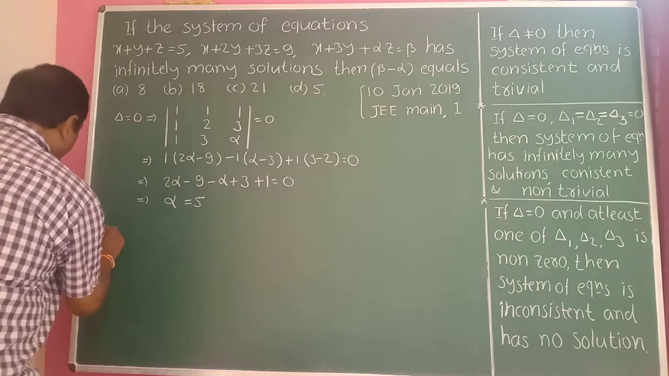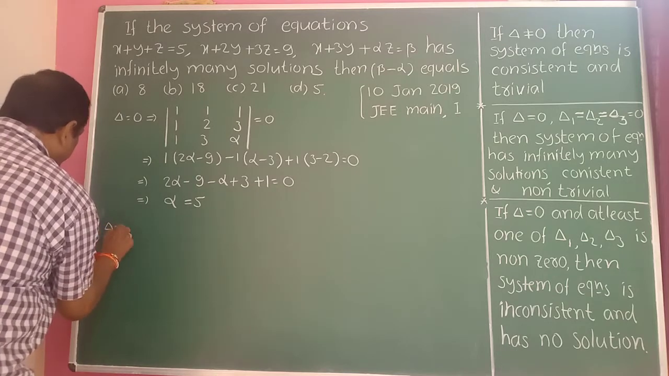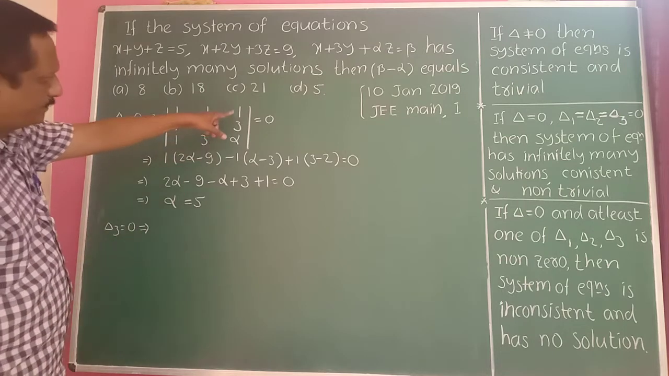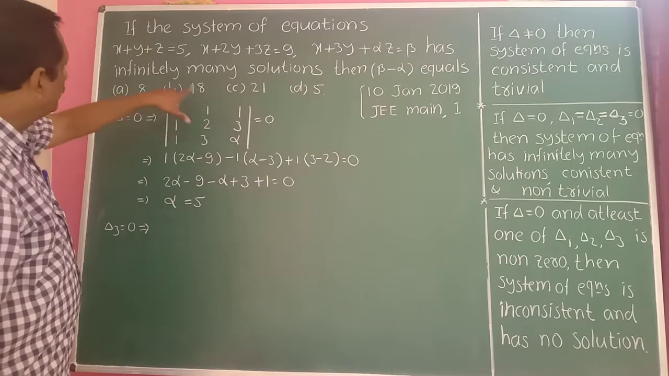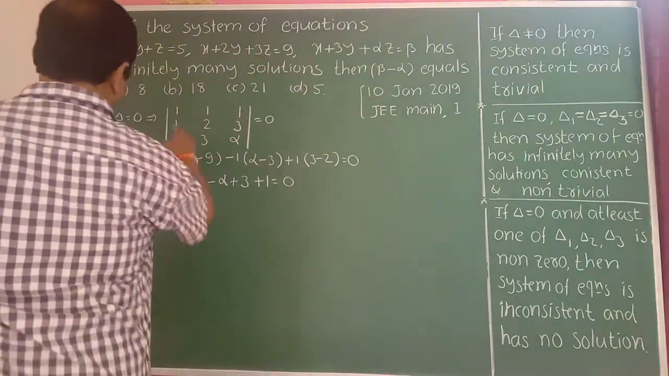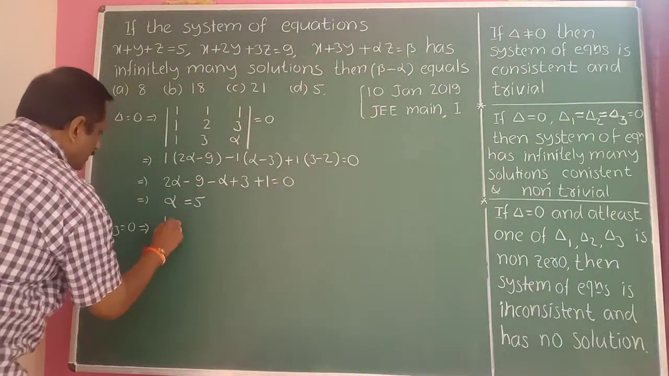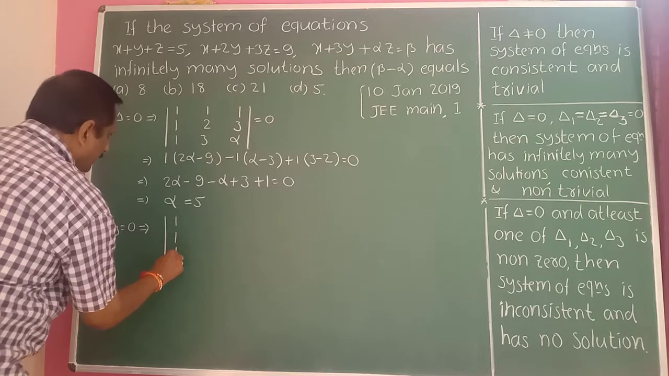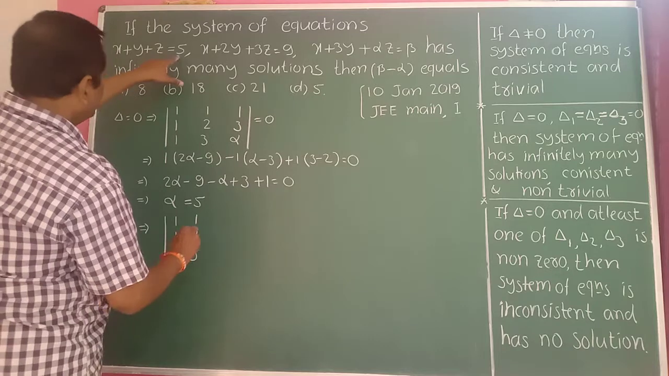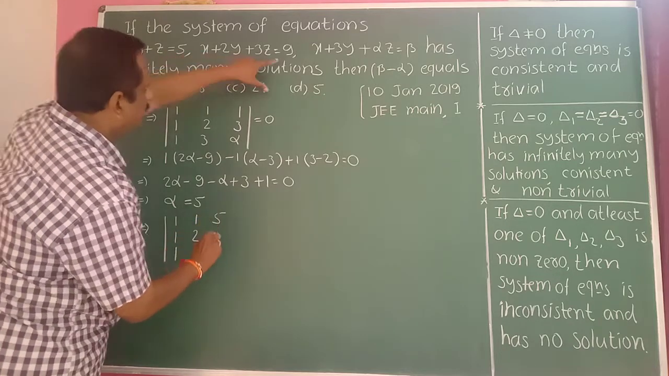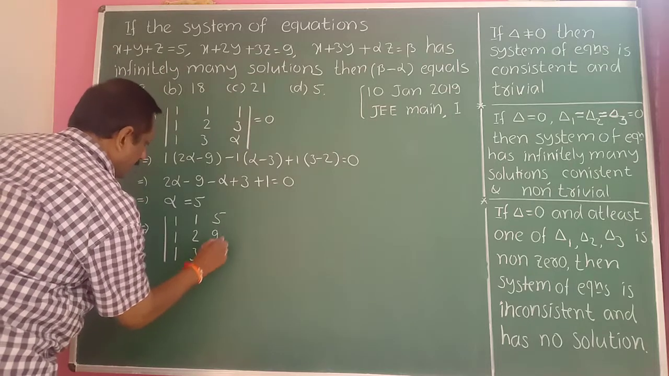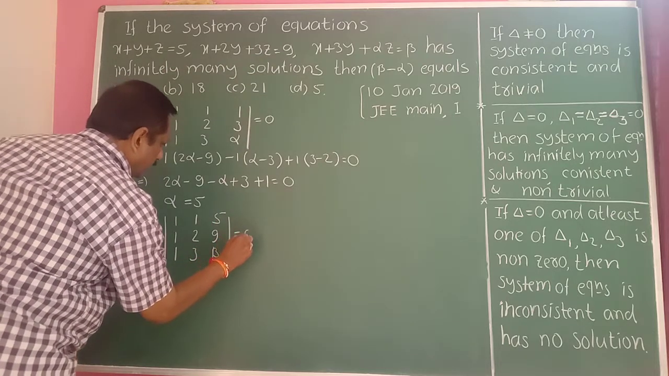Then take delta 3 equal to 0. Delta 3 means replace the last column by 5, 9 and beta. The first two columns are the same as they are. So 1 and 1, 1, 2 and 3, and the last column replaced by 5, 9 and beta, that is equal to 0.